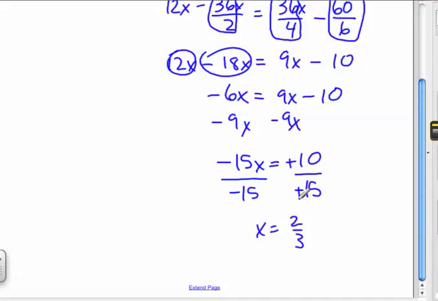Can I check it? Sure, I could plug it back in and check it if I wanted to. I'm not going to here. But if you were on a quiz, you wanted to make sure you got it right and you had time, you can plug it back in and see if it's a true statement.